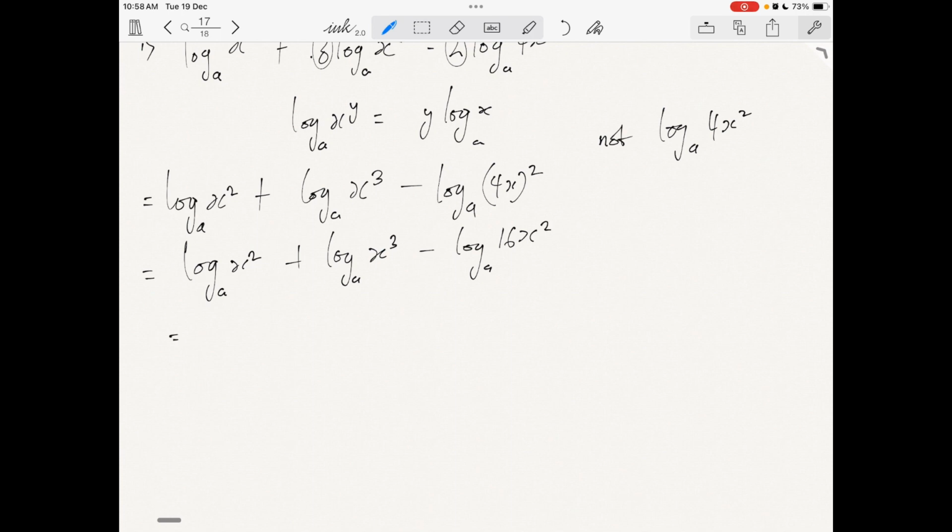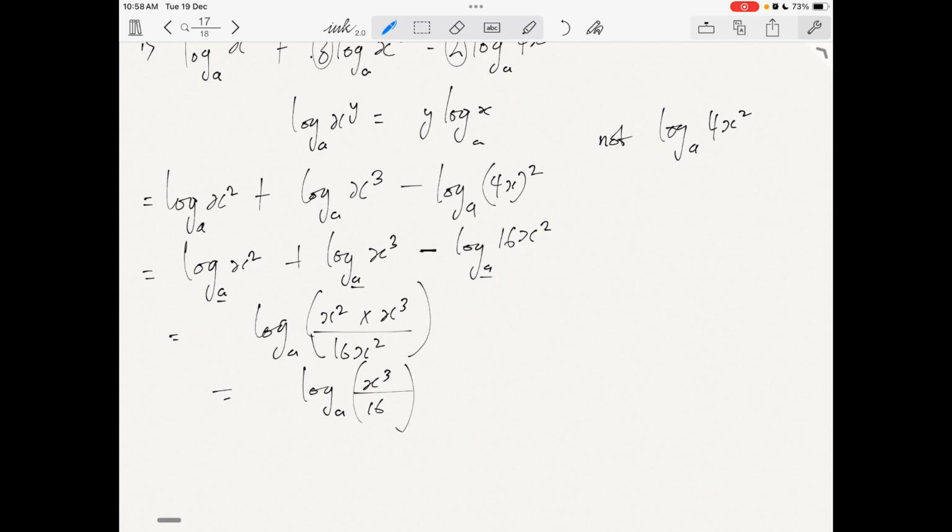Now, since they all have the same base a, they can all be combined together. Okay, so log a, x squared and x cubed are multiplying together, so that will be x squared multiplied by x cubed, and since it is now subtracting for this, that means it will be divided by 16x squared. Okay, so with this we have log a of x raised to the power 3 over 16, and that will be our final answer.